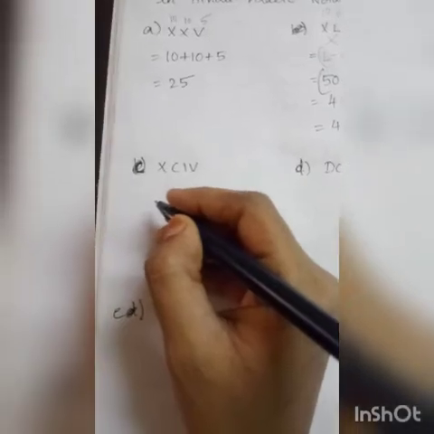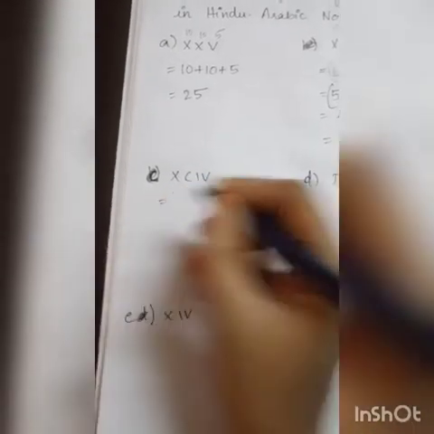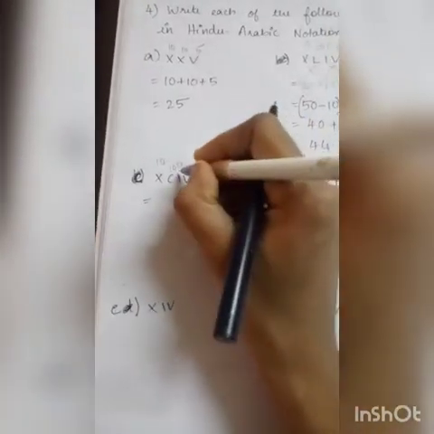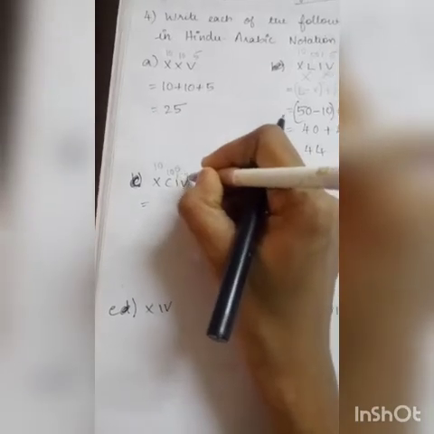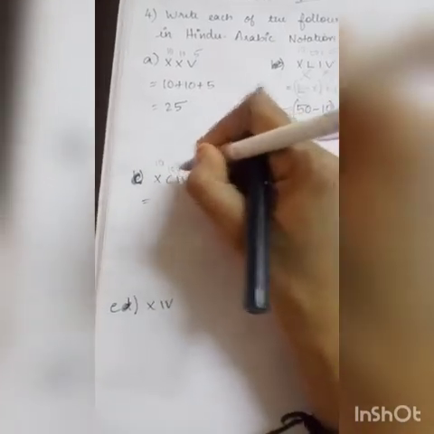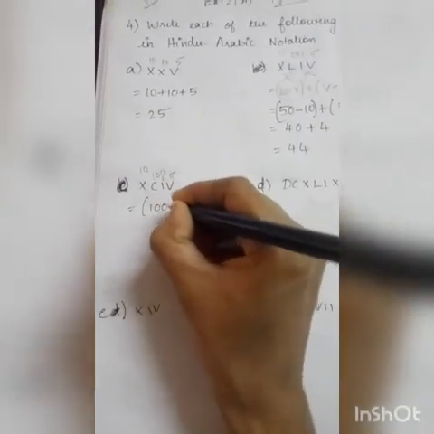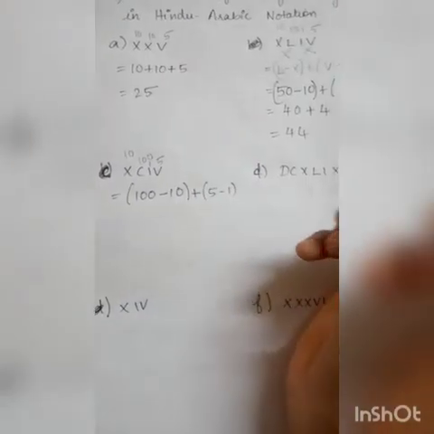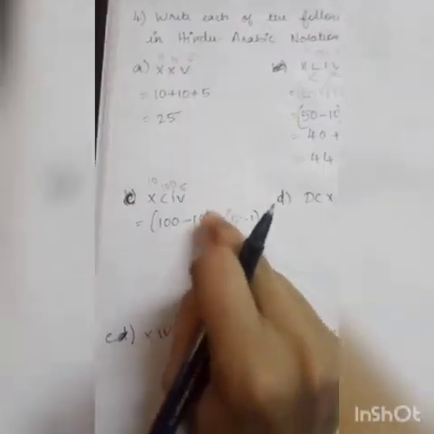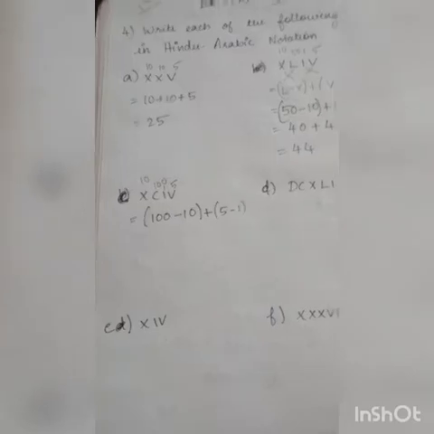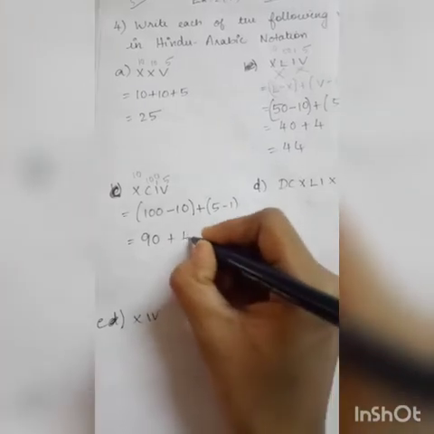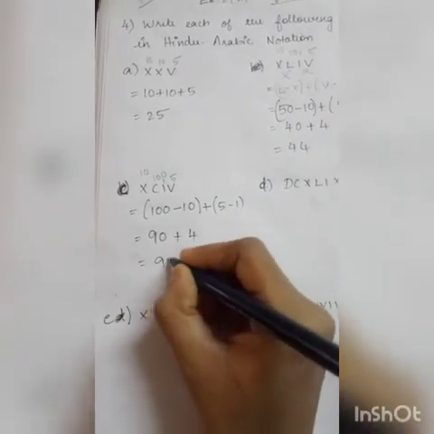XCIV. So X stands for 10, C stands for 100, I stands for 1, V stands for 5. So here smaller, greater, smaller, greater. That you understood. So what you should do? You have to subtract greater minus smaller plus greater minus smaller, because 100 minus 10 plus 5 minus 1. So 100 minus 10 is what? 90. Plus 5 minus 1 is what? 4. So 90 plus 4 is 94.